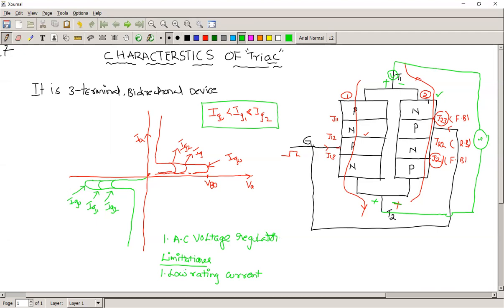The major application of this triac is in AC voltage regulators. The main limitation of this device is that it is an integrated device. We can design this device only for lower current ratings. We can't design this device for high current ratings.